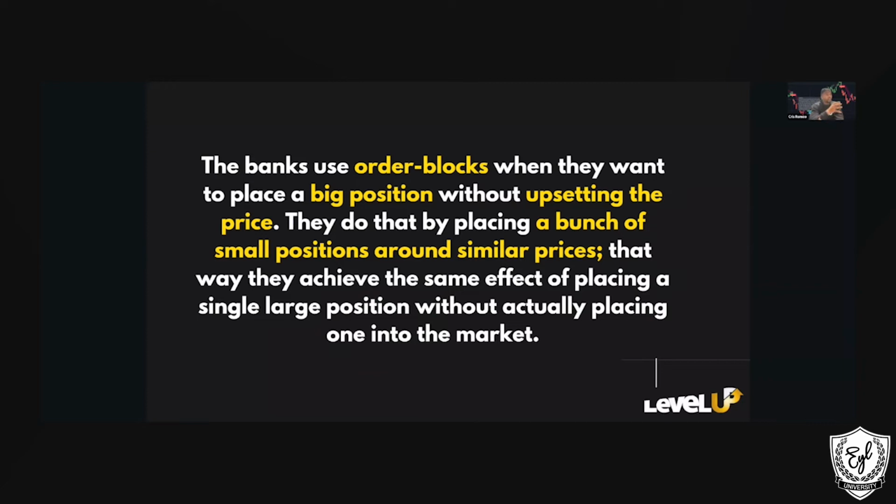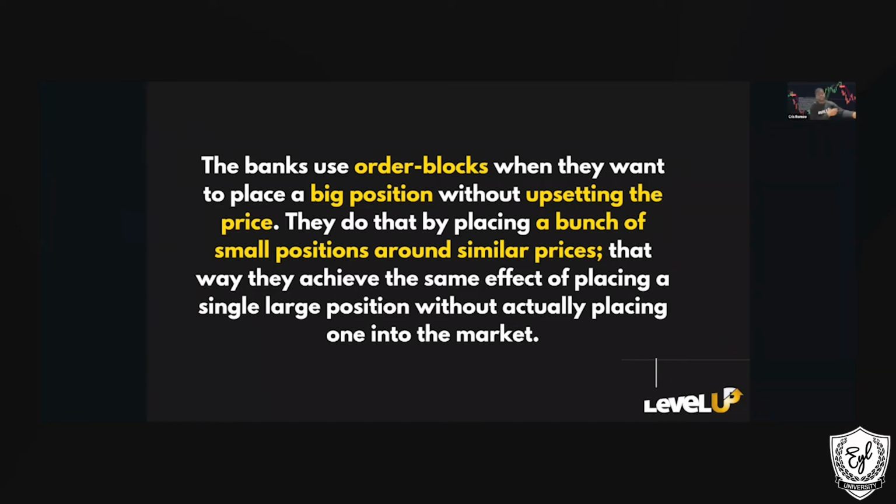So just to add on to what the banks do, the banks use order blocks, and essentially what they want to do is put in a big position, right? Let's say JP Morgan Chase wants to invest 360 million, and they want to buy at a certain price. Instead of putting 360 million in right off the bat, they're going to put it into small positions. So 20 million, 20 million, 20 million, 20 million, so that they don't upset the price.